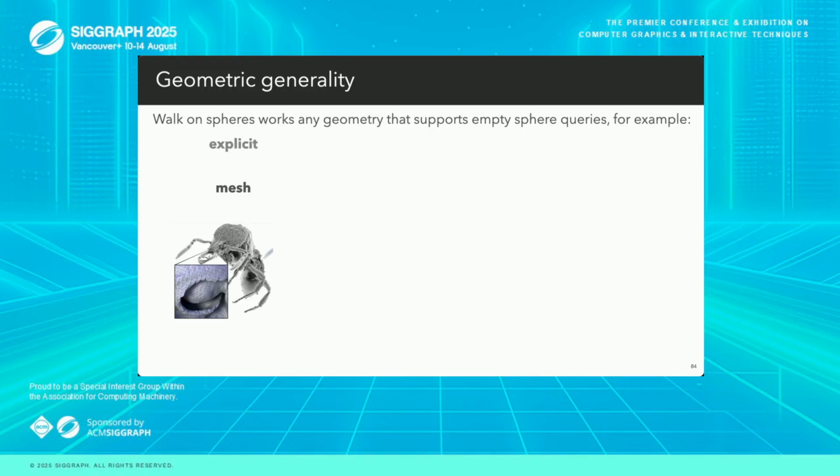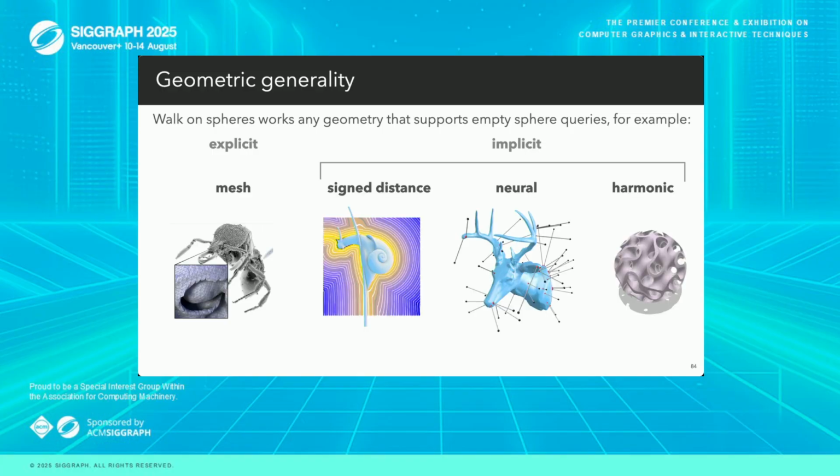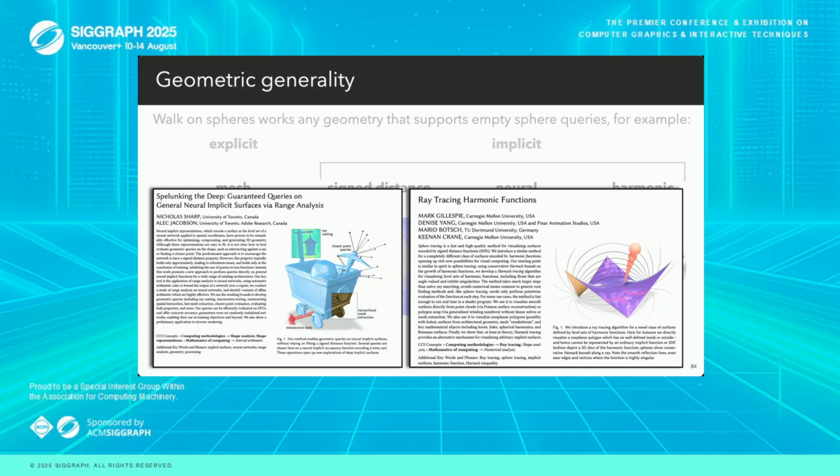Now, the fact that our algorithm interacts with the scene only through these closest point queries, without requiring any other kind of interaction with the geometry, gives us a few other advantages. For example, instead of just working with meshes, like this mesh that Keenan showed earlier, we can work with any kind of geometry representation that supports closest point and empty sphere queries. For example, we can use it for signed distance, neural, or harmonic implicit functions. The last two are functions for which, very recently in computer graphics, we have found algorithms that allow us to do different types of geometric queries, including closest point and empty sphere queries, very efficiently.